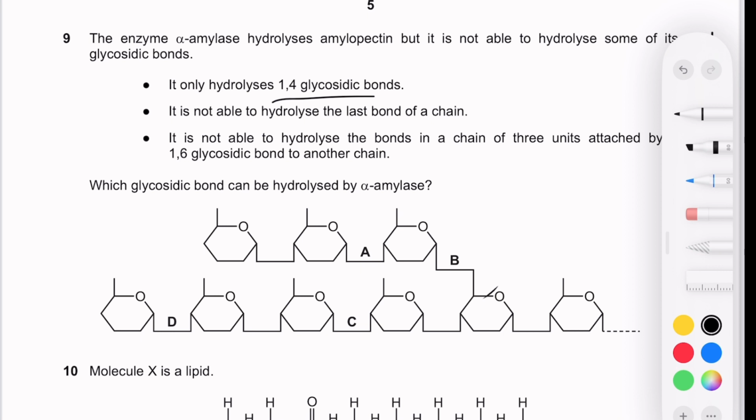Interesting. So we know that basically anything within this 3 unit chain attached by 1,6 glycosidic bond can be broken down, hence A can be cancelled, and so will B because it only hydrolyzes 1,4 glycosidic bonds. It can hydrolyze C because it's a 1,4 glycosidic bond, however it cannot hydrolyze D because it is the last bond in the chain, right? So that's why the answer here is C.